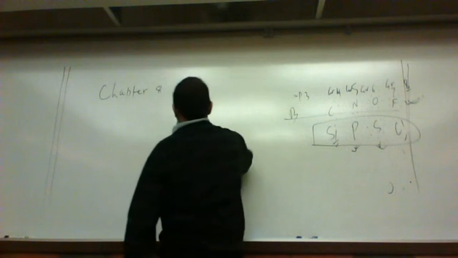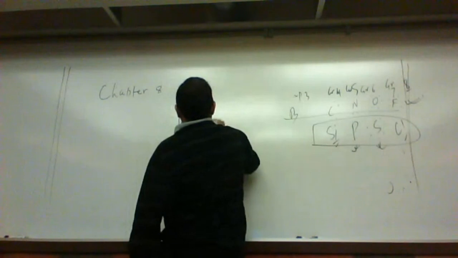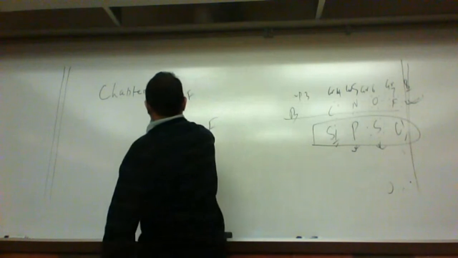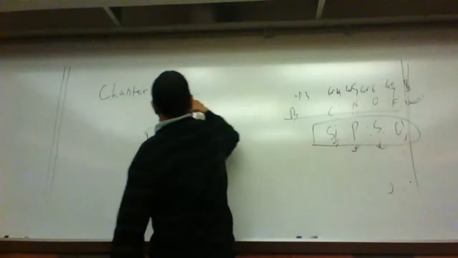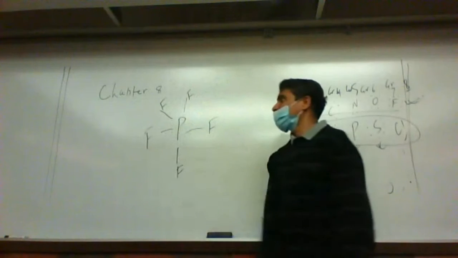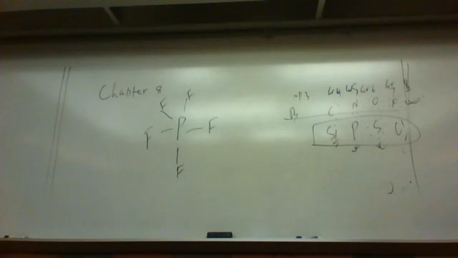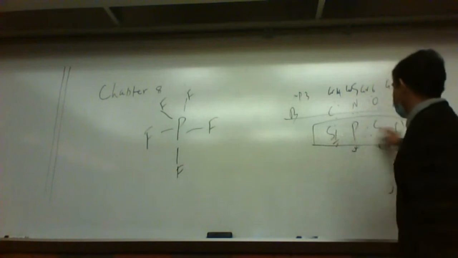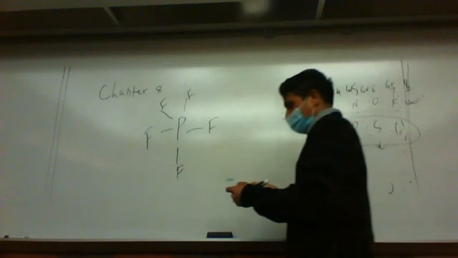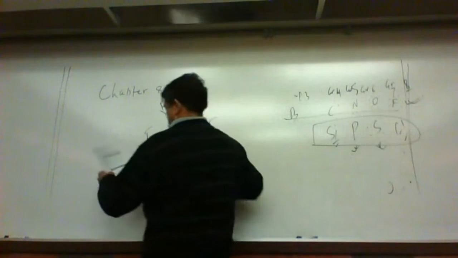So PF5. This is P, fluorine, fluorine, fluorine, fluorine, and there is another fluorine also. 2, 4, 6, 8, 10. So phosphorus also doesn't follow the octet rule. It can have more than 8 electrons, because it is in another period here. You can look yourself actually.